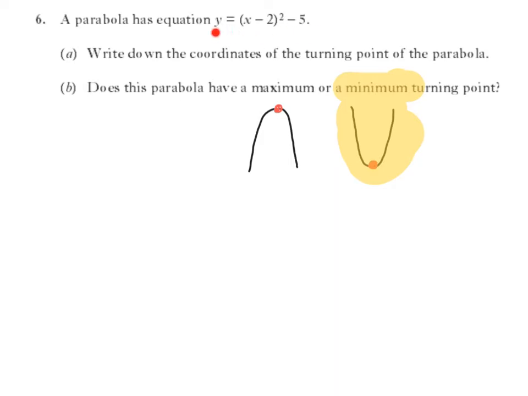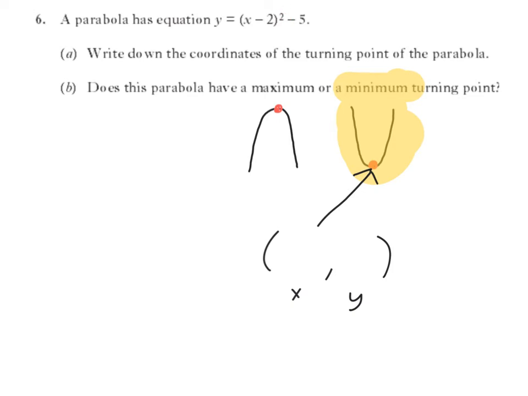In this form here, it's actually a fairly easy procedure in order to find the turning point. So the turning point, which we know is going to be a minimum, will be made up of an x value and a y value. The minimum value of our quadratic equation or parabola occurs when the square part becomes equal to 0.